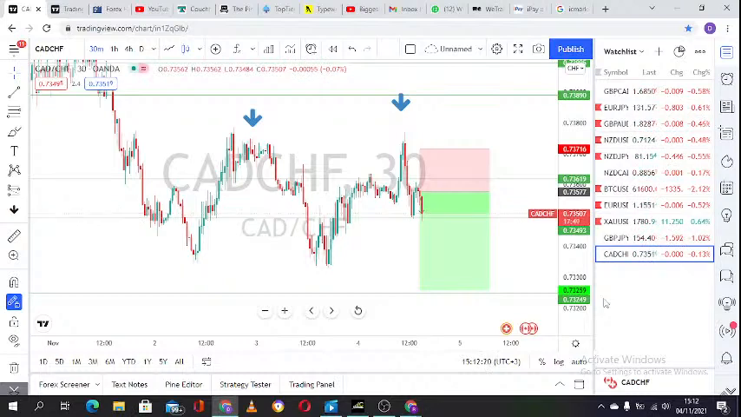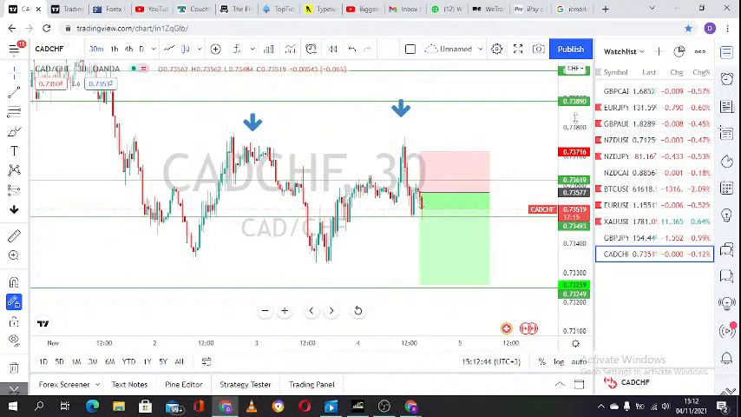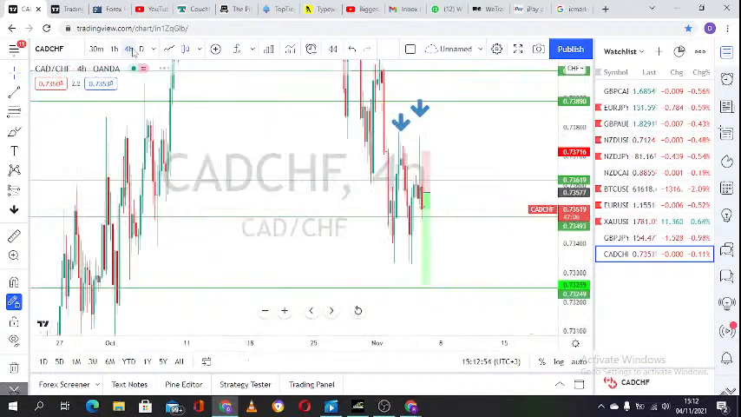Currently in CAD CHF, I just hit my stop loss on GBP AUD, unfortunately. So let me share this link with the team so they can join in. Okay, so I just hit my stop loss on GBP AUD, but I'm currently having two positions open on CAD CHF. I'm still seeing this as one very good position. I'm still continuing with the short positions, of course.